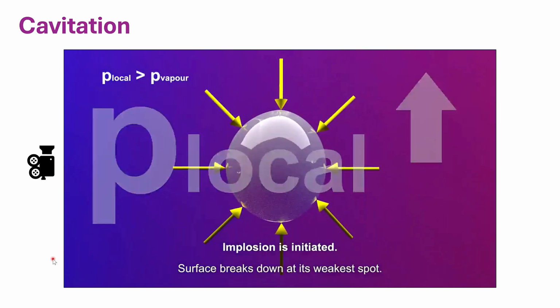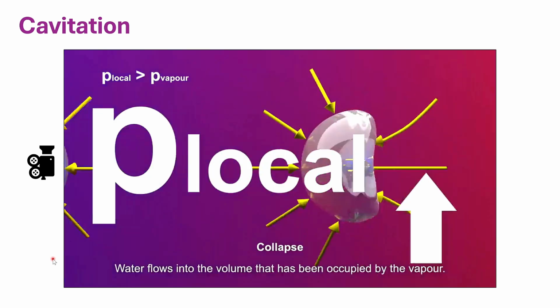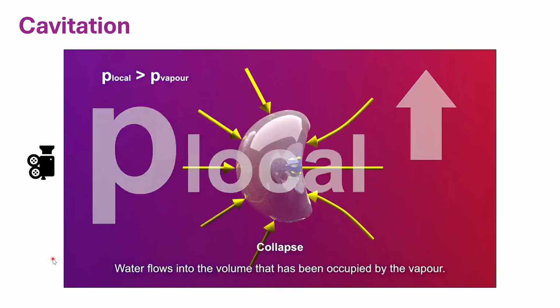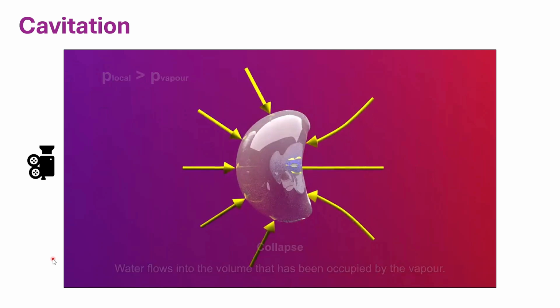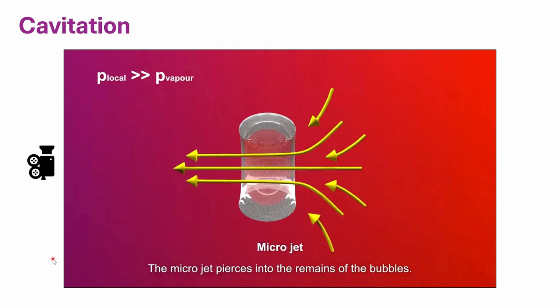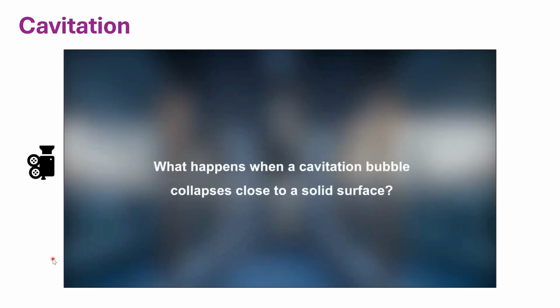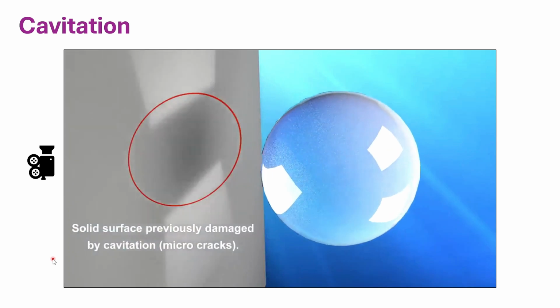Its surface starts to break down at its weakest spot. A microjet forms and pierces into the bubble's opposite surface. The bubble is now collapsing. The bubble becomes a torus and disintegrates further. The microjet continues to flow in the liquid and can hit a wall. Through its concentrated impact, even high-strength material can be damaged.